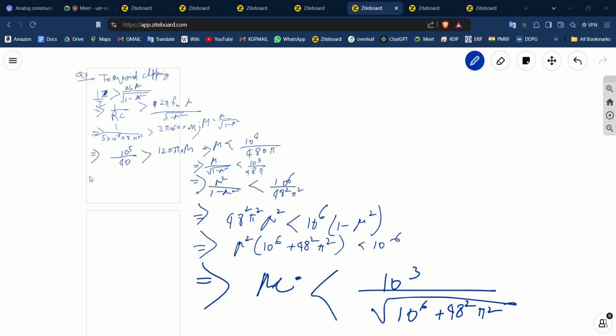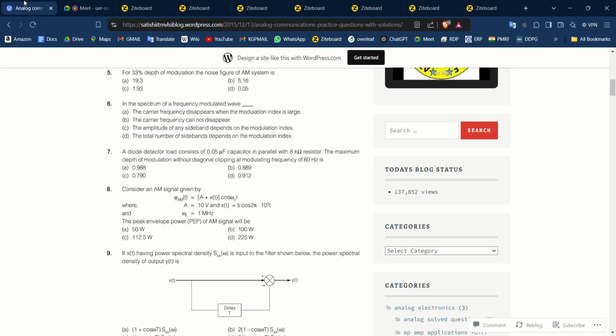So we have this, and we will divide this thing, 1022740, by 10 to the power 3. So 1022740. We will get 9.77 into 10 to the power minus 4. So this is the maximum modulation index you can achieve, 9.77 into 10 to the power minus 4.